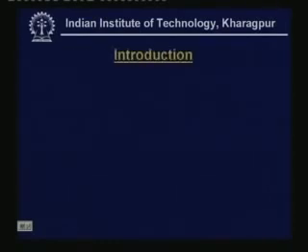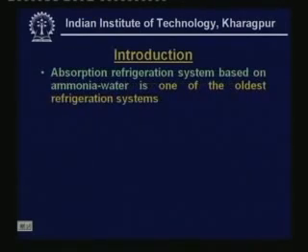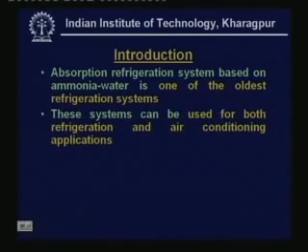So, let me give a brief introduction. Absorption refrigerant systems based on ammonia water are one of the oldest refrigerant systems, which were developed at the end of 19th century. These systems can be used for both refrigeration and air conditioning applications because ammonia is the refrigerant here, so it has a very low freezing point and you do not have the problem, like in water, where it cannot be used for sub-zero temperatures.